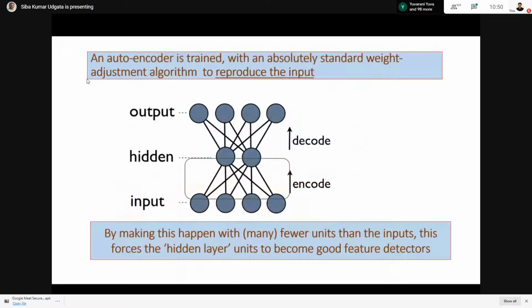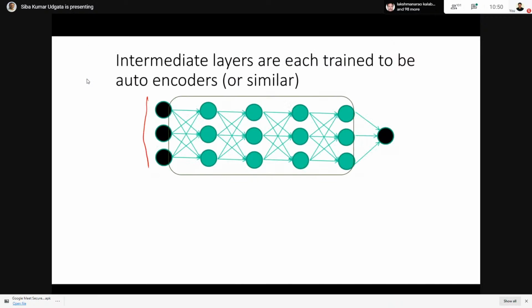The intermediate layers are each trained to be auto-encoders. Auto-encoder means there are 1,000 here. This 1,000 will be represented as 300. This 300 will be represented as 100. This 100 will be represented as, let's say, 50. This 50 will be represented as 20, and this 20 is represented as 1. So the coding automatically happens. That means the 1,000 will be reduced to 300, 300 will be reduced to 100, 100 will be reduced to 50, 50 will be reduced to 20, and 20 will be reduced to 1.